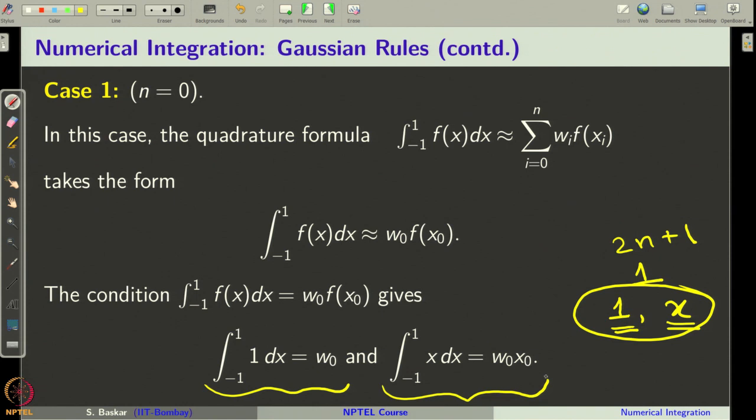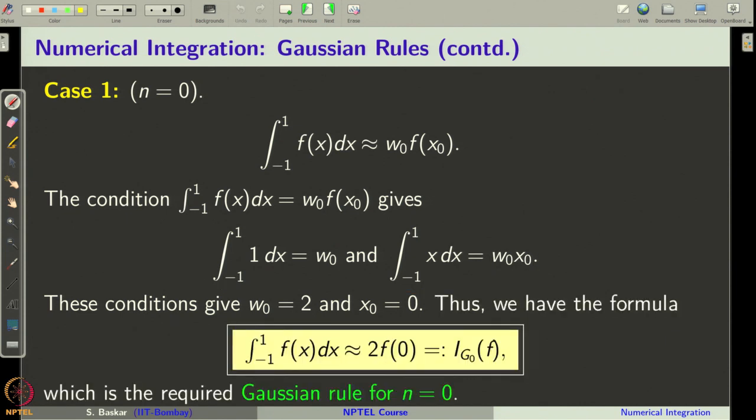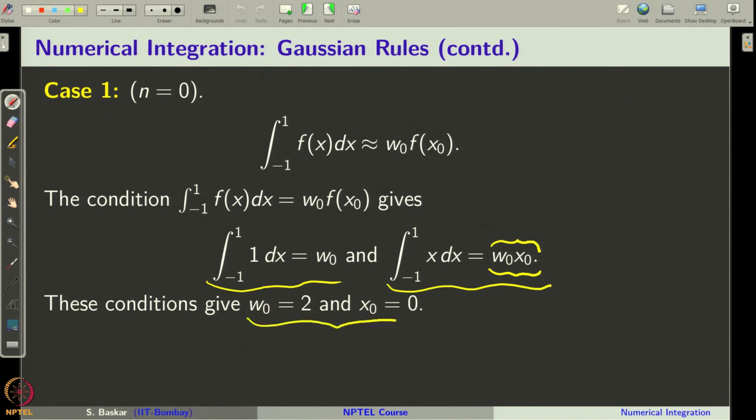Now, from here you can get a pair of equations, each coming from these conditions. You see, now we do not have a linear system because the unknowns are x naught and w naught, and they are not appearing linearly in this equation. Therefore, in the Gaussian quadrature rule, what you get is finally a nonlinear system of equations. That is one level more difficult in the case of Gaussian rules when compared to the quadrature rules that we derived in the previous idea. There we are given the nodes. Therefore, the unknowns are only the w's, and in that way it gives us a system of linear equations. But that is not the case here. You will get a nonlinear system of equations. But in the present case, it is very easy to solve this nonlinear system.